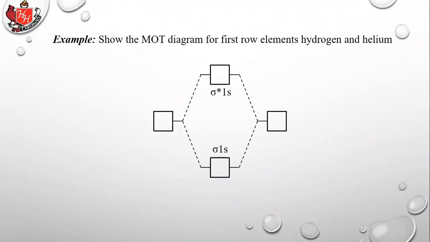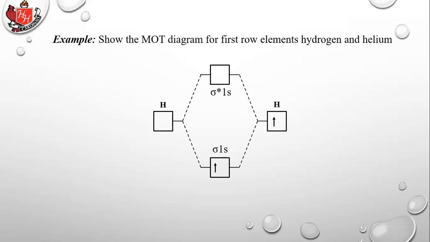So, example: show the molecular orbital theory diagram for the first row elements hydrogen and helium. First we're going to start with hydrogen. There it is. Each hydrogen has one electron, and we have two of them, so we put them on opposite sides of the diagram. What we're going to do is see if they form a hydrogen molecule, H2.